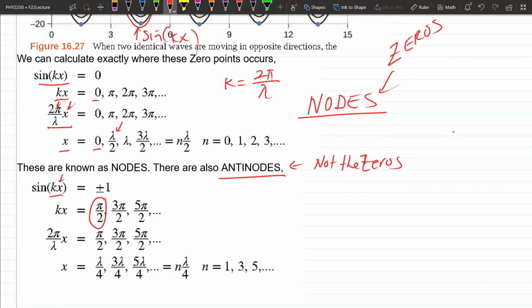Doing the same thing here, replacing the wave number with wavelengths, you can also calculate the positions of all the antinodes. So this is the equation you want to copy down. It's going to be on the exam, of course, if this problem was given to you. So the nodes are located at n divided by 2 times the wavelength. The antinodes are located at n divided by 4 times the wavelength.